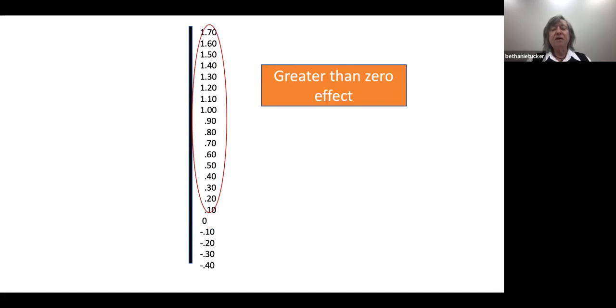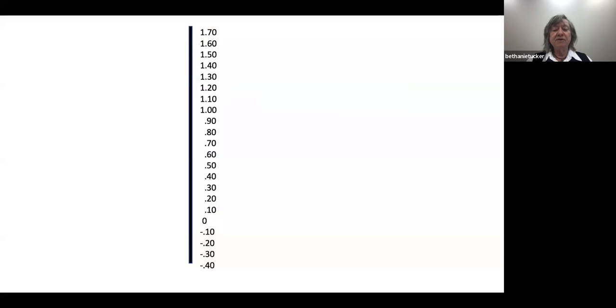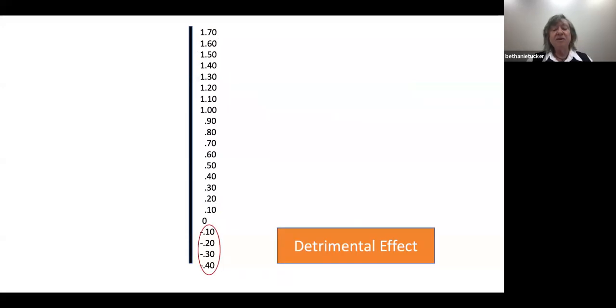Now, there are many strategies that we can use that have an effect size much greater than zero. And there are some that actually have a detrimental effect. The reality is that if these events occur in a student's life over and over on a daily basis, that student could actually lose ground, could be worse off at the end of the year than at the beginning.